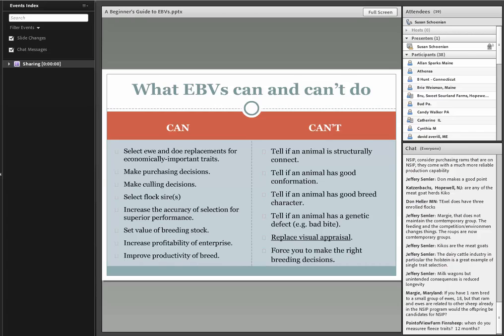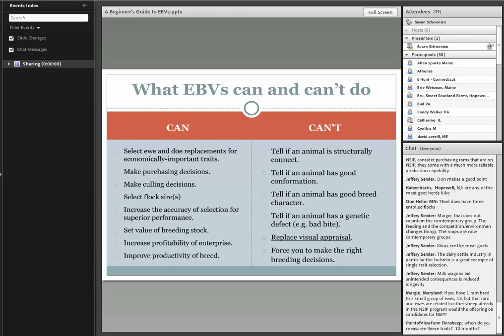But EBVs can't do everything. They don't tell you if the lamb is structurally correct. Hey, if a three-legged lamb had an EBV of 10 for weaning weight, hey, that could happen. But it didn't tell you that he had only 3 legs. Can't tell you if he has good conformation. Yes, it can tell me if he has a deep loin, but not overall conformation. Can't tell me if he has good breed character. Can't tell me if he has a bad bite or a fleece defect.